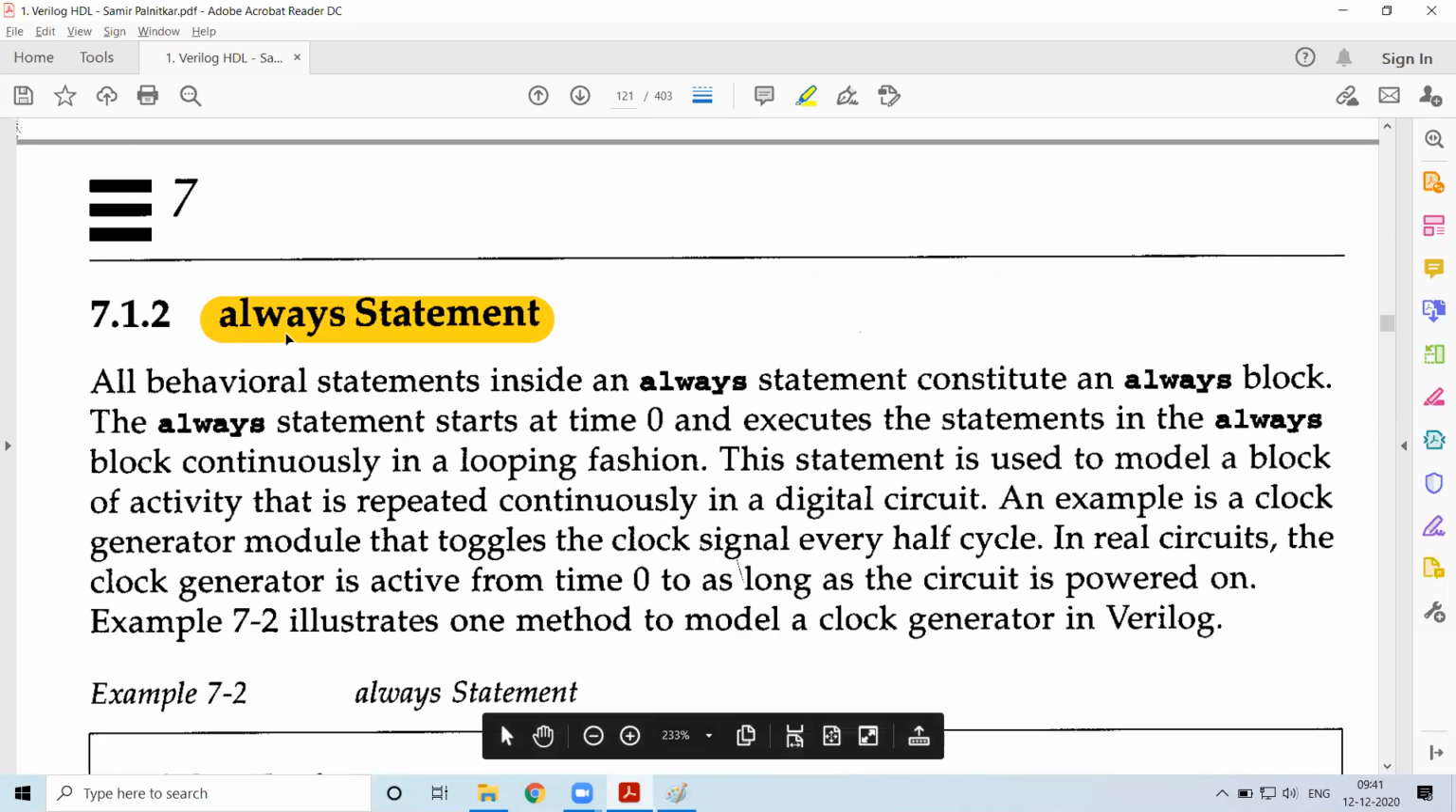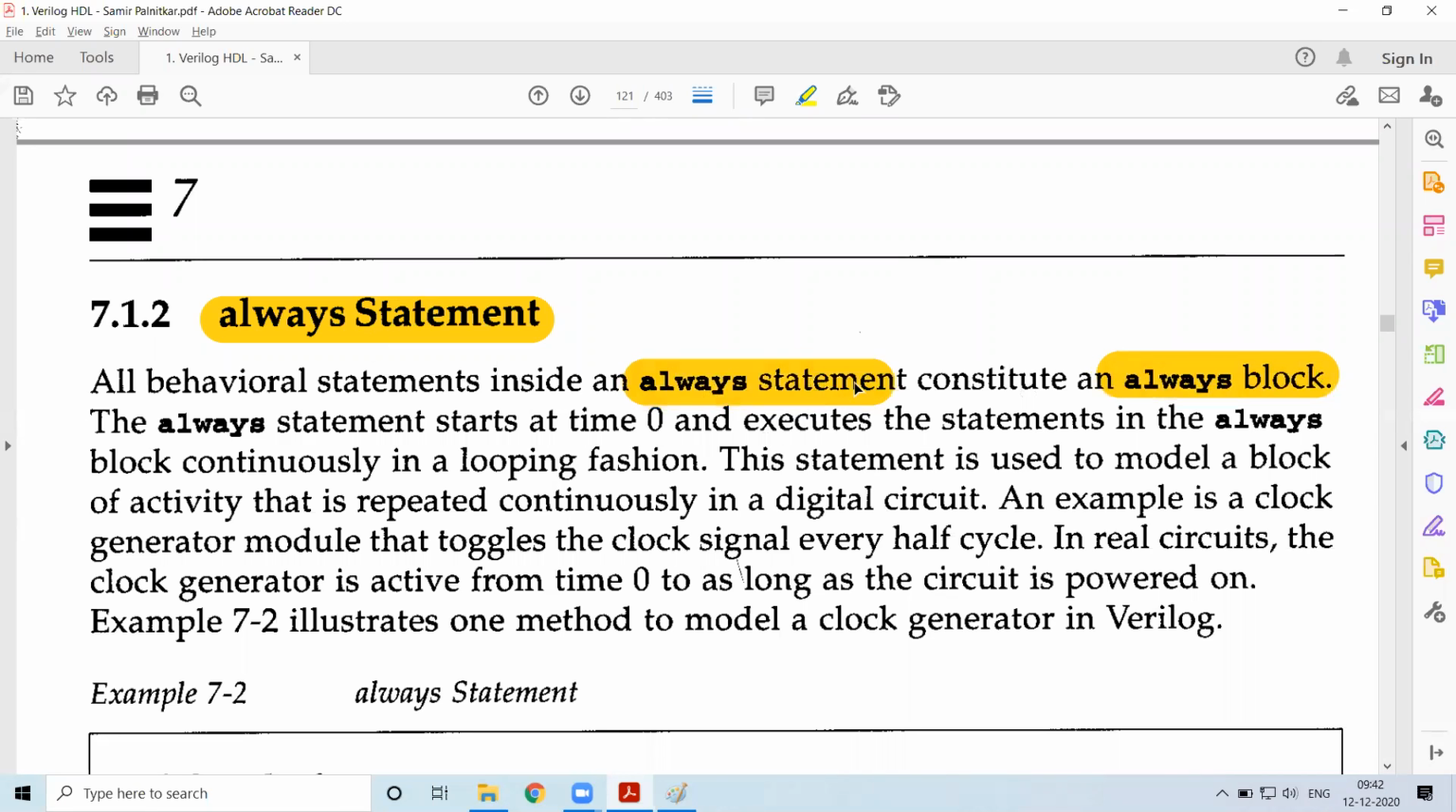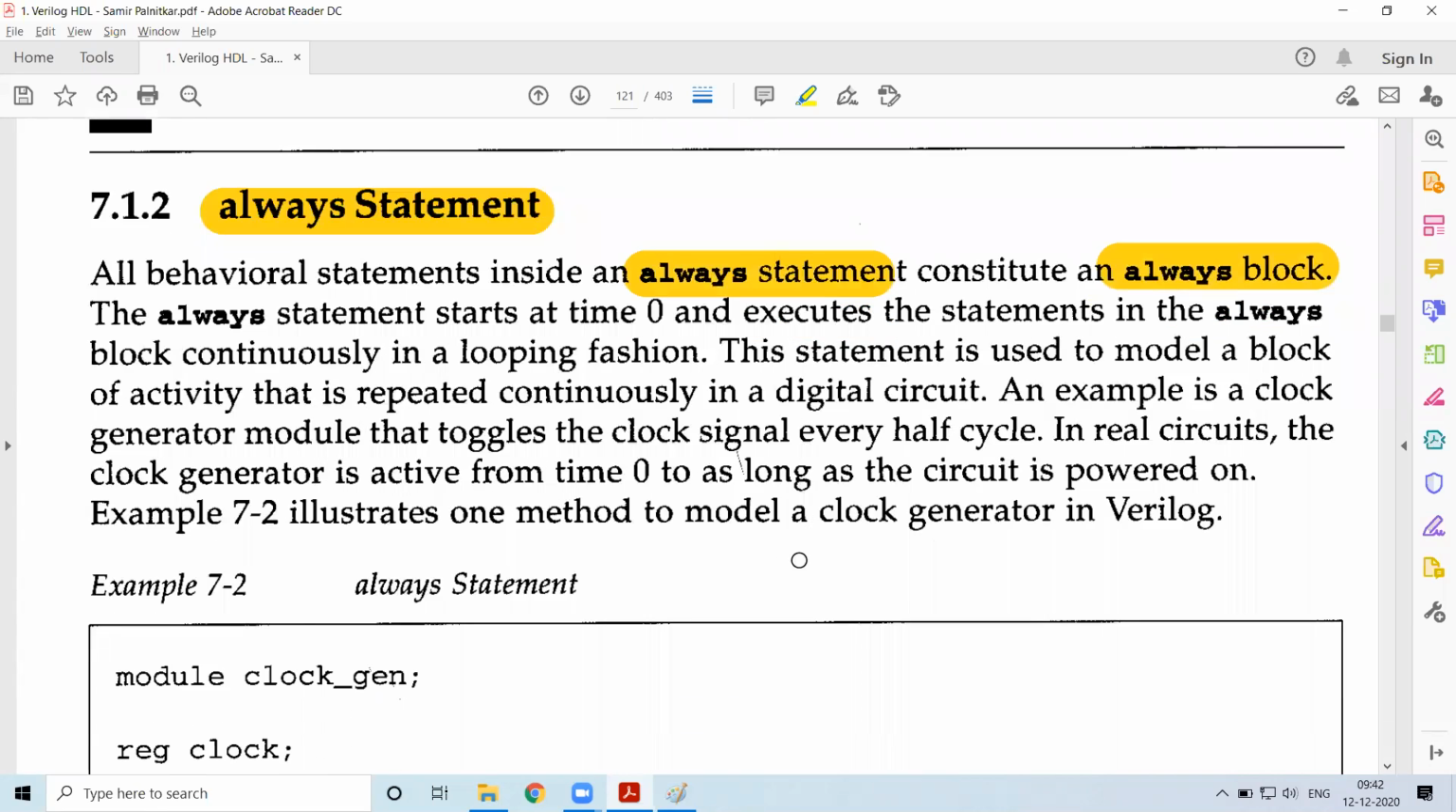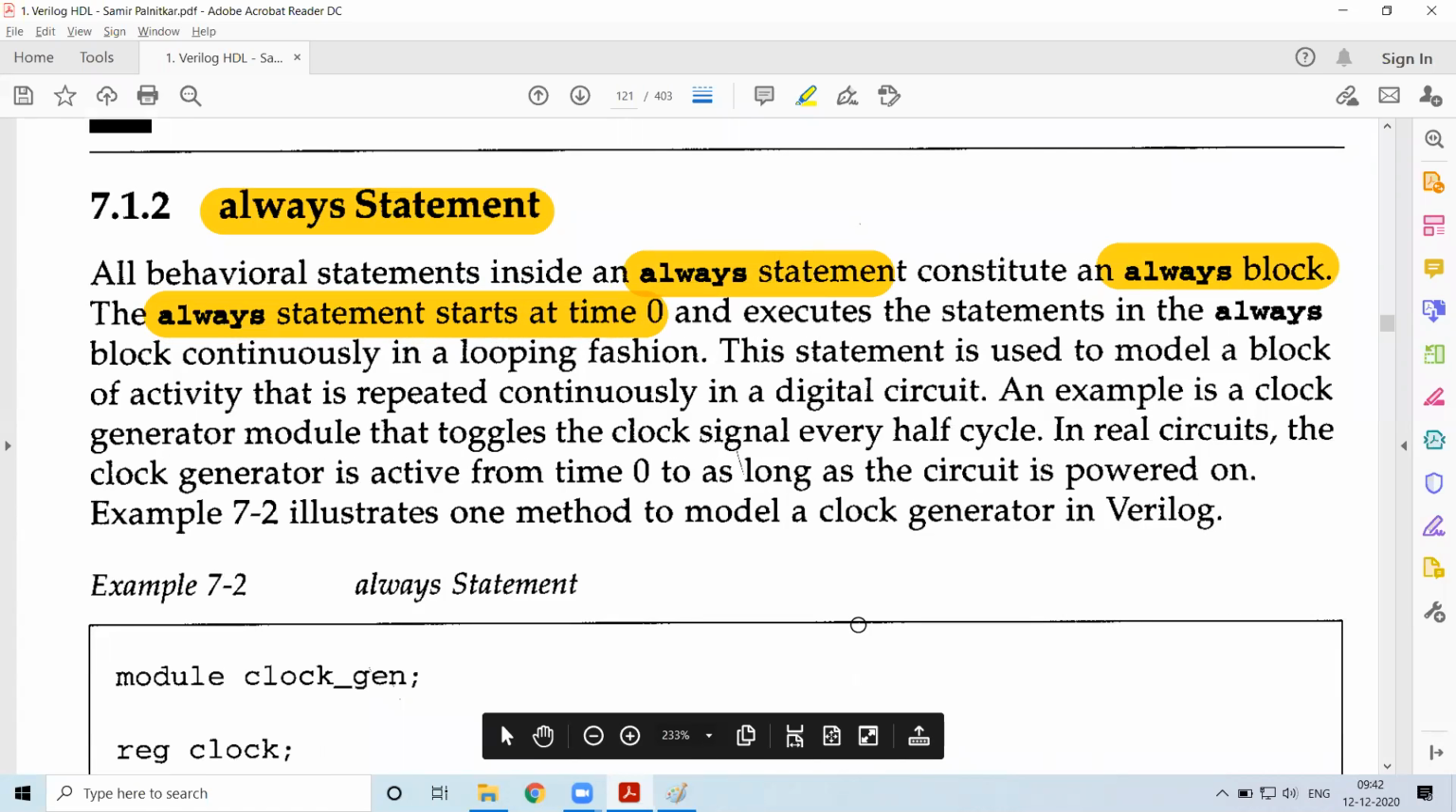So always is the keyword which is utilized to identify the always block, and there can be a number of statements within the always block. There can be a single statement, there can be multiple statements, as is the case even in the initial statement. All the statements which fall under the always statement constitute the always block. Even in this case, the always statement starts at time t equal to 0, that is at 0 time unit.